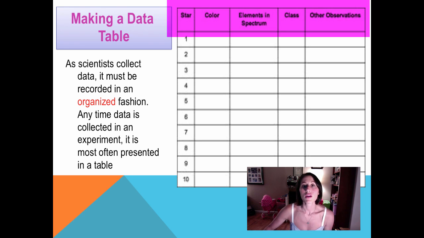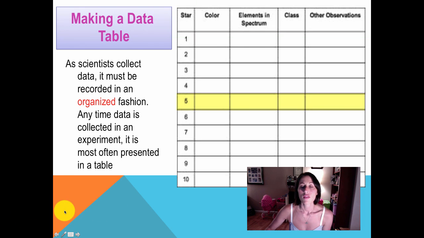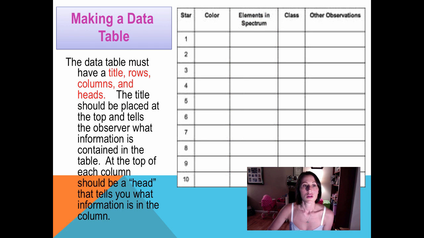And if you look up here, there are headings at the top. There are a bunch of rows that go along this way, and then these are called the columns, okay? So the data table must have a title, and this one actually is missing a title, this example that you're seeing right now. There's rows and columns within that data table, and then there's heads, and the heads are just the labels for each of the columns, so that's what's shown right here.